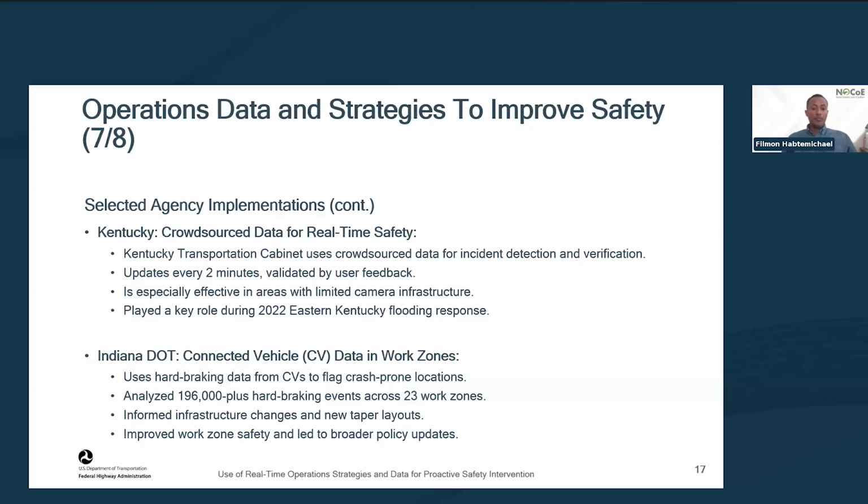They have analyzed more than 200,000 hard braking events across 23 work zone locations, and based on this emerging data, they were able to identify some geometric improvements that could be implemented to improve the infrastructure layout, and also they came up with a new layout of a taper section of work zones.